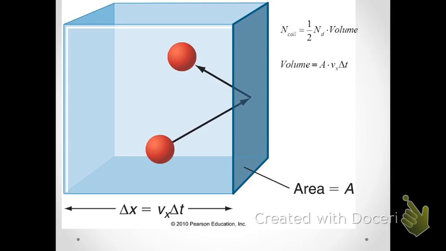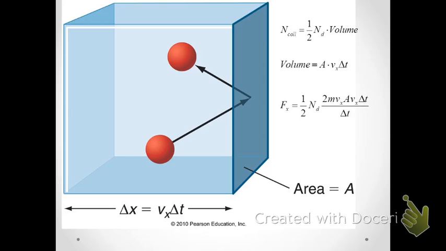Alright, that means that if we have a box with a wall of area A, then the volume of that box is going to be, again, the distance times the area. So here is our volume. The distance, of course, is v sub x times delta t. Velocity times time gives us distance. And taking the area times that distance, we get the volume of our box.